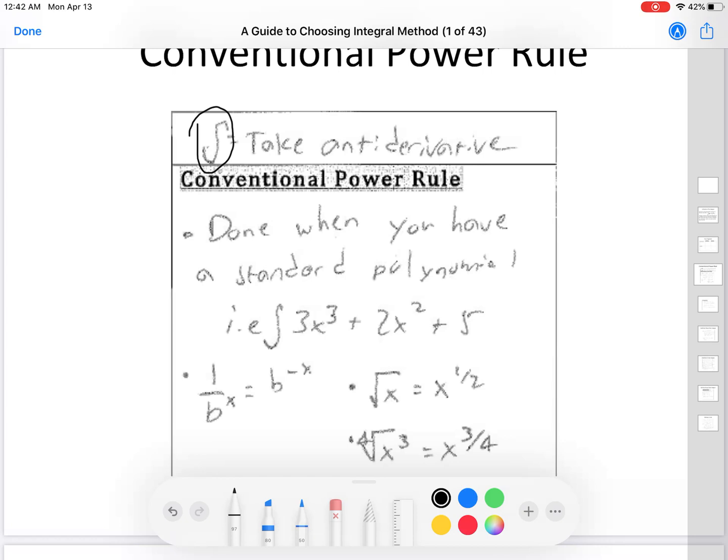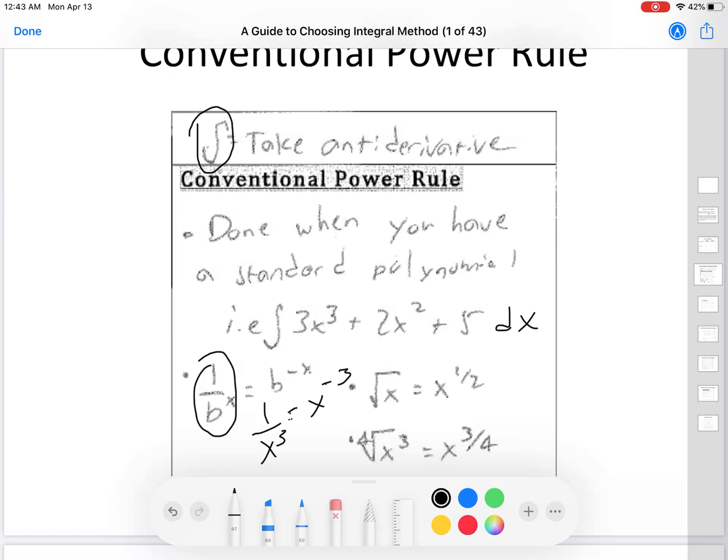And the first type of antiderivatives that we did were those well-behaved antiderivatives where I had a coefficient, variable, exponent, and what we saw was we had a standard polynomial that was definitely a conventional power rule. Whenever we had exponents in the denominator, like on this example, we wrote that as a negative exponent. So if I had 1 over x to the third, I would write that as x to the negative third.